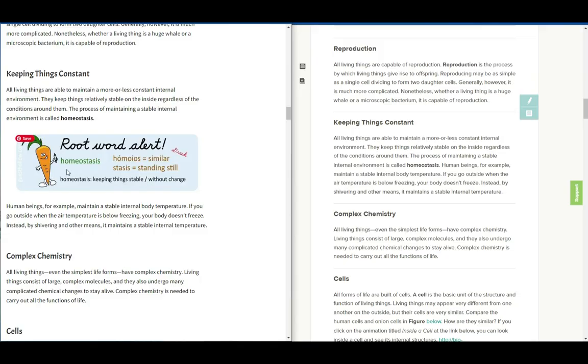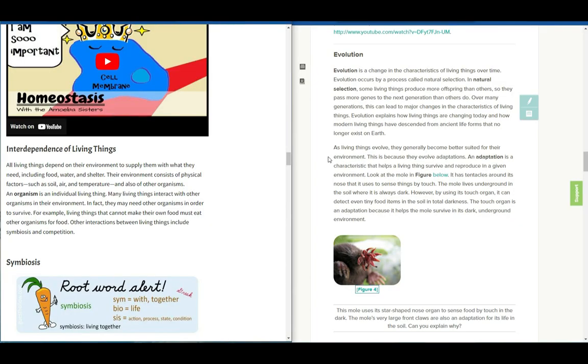Oh, look, a root word, homeostasis. Homeo, similar, stasis, standing still. Nice. Just for giggles, let's look at evolution, right? Evolution is a change in the characteristics of living things over time. It occurs by a process.